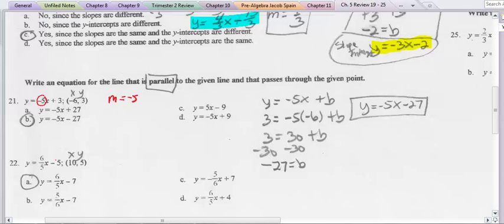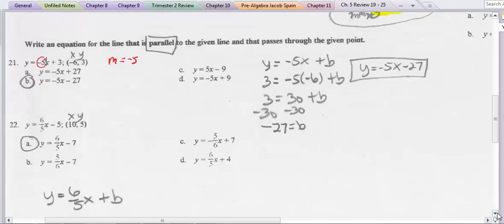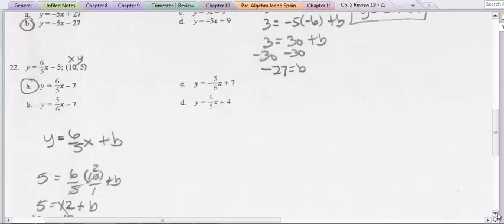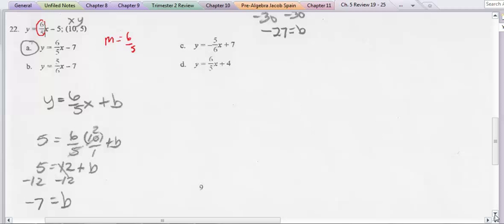Okay, we're doing the same thing, finding another parallel line using the same slope, which is 6/5. It came from our equation that's already in slope-intercept form. Plugging your x and y in, solving for b. So I'm going to scroll down so you can see the work. I got a -7, so 6/5x minus 7, letter A.